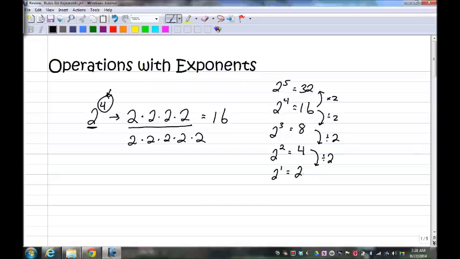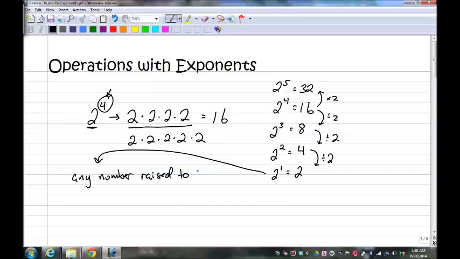So that brings up my first rule. Any number raised to the power 1 is equal to the base. Excuse my sloppy handwriting, because I had coffee.